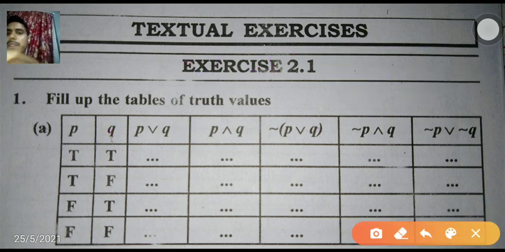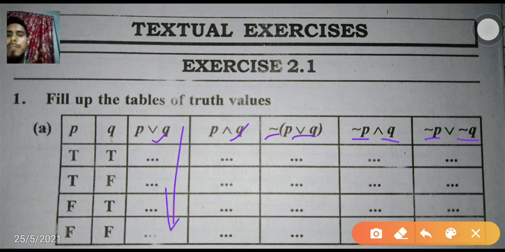Now we have to complete this table. Here P disjunction Q, P conjunction Q, this is the negation symbol, negation of P disjunction Q, negation of P conjunction Q, and negation of P disjunction negation of Q. First we will complete it vertically, one column at a time. In the first row, P and Q statements are given; this one we will complete first. P disjunction Q, when both are true, of course this is true here.